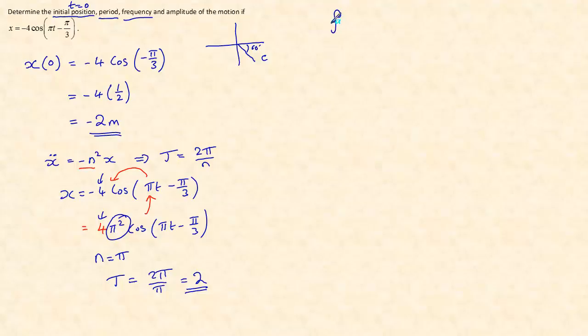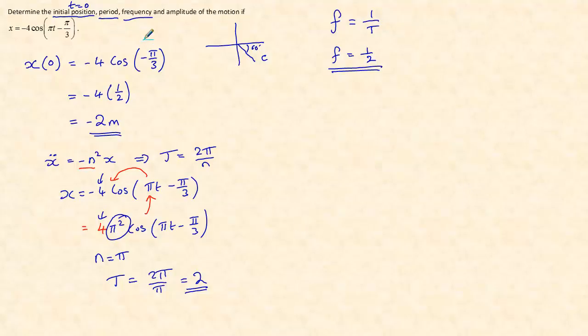Now the frequency we know is just 1 over the period. So the frequency is a half. In other words, we do half an oscillation per second if we're doing 2 seconds to 1 oscillation.